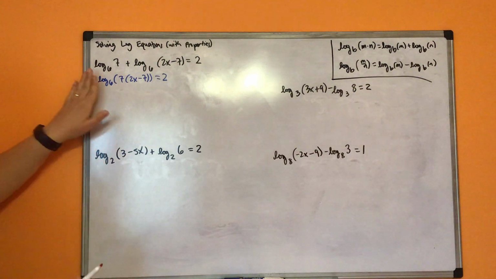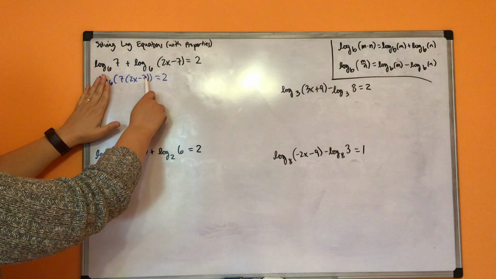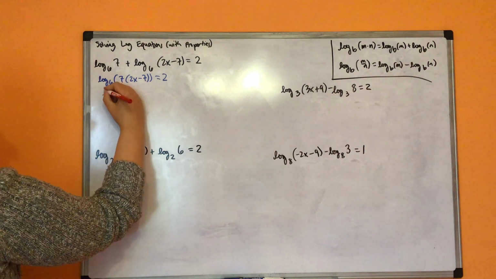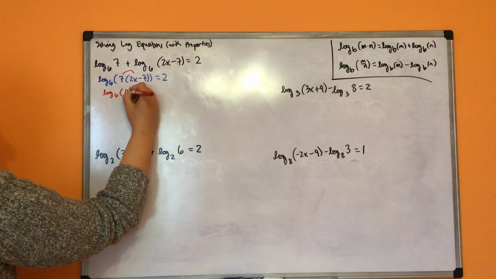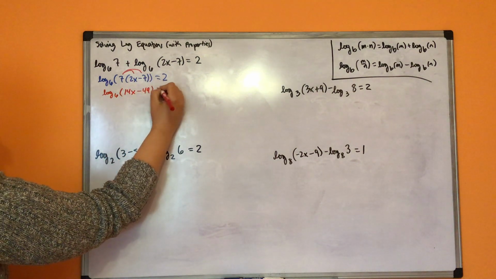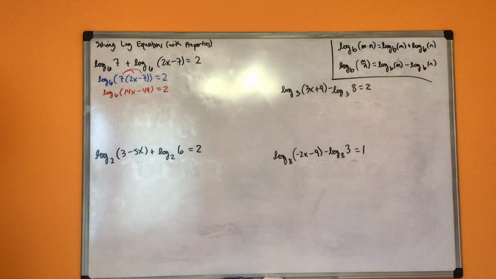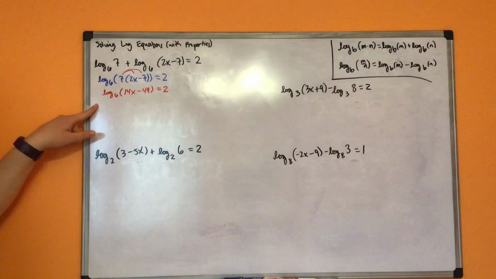If you didn't have the log here, your gut would be telling you next, hey, I need to multiply or distribute these. That's exactly what you're going to do. We're going to leave the log there because we haven't canceled it yet. But we're going to distribute. When we distribute that 7, we get 14x minus 49. The equals 2 also stays the same.